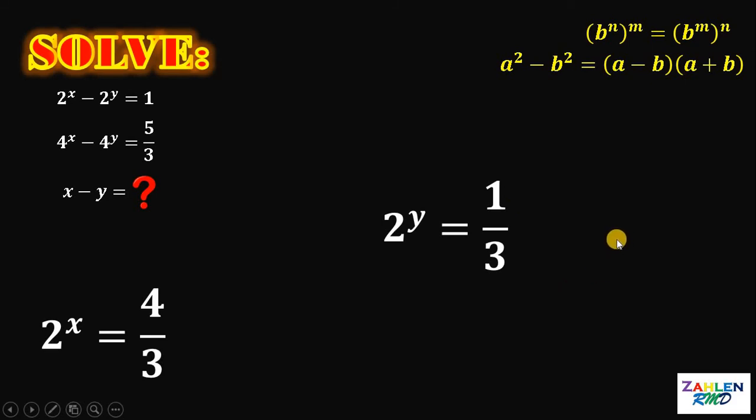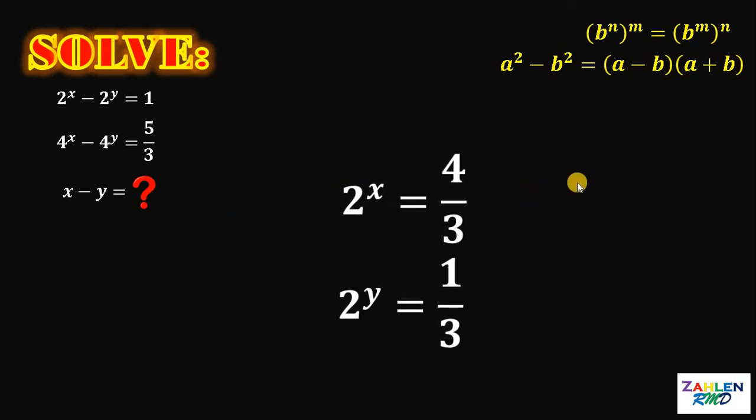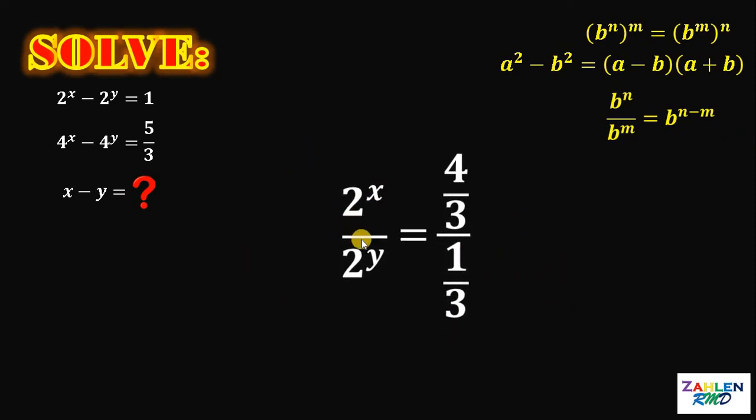Now, don't forget our goal. Our goal is to find the value of x minus y. To achieve that, take note of this law of exponent. If we have b^n over b^m, it is equivalent to b^(n − m). Therefore, if we divide these two equations, we get 2^x over 2^y equals (4/3) over (1/3).